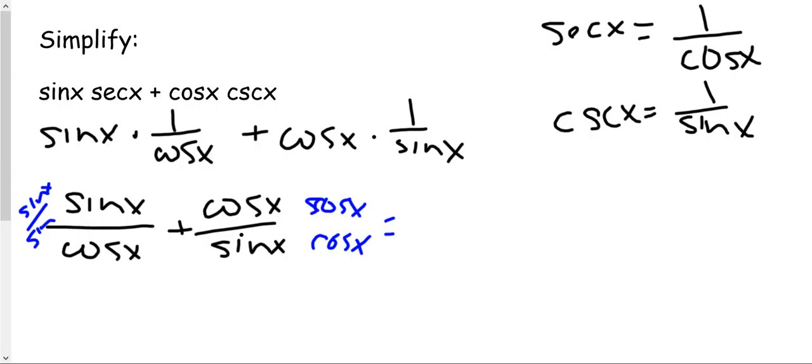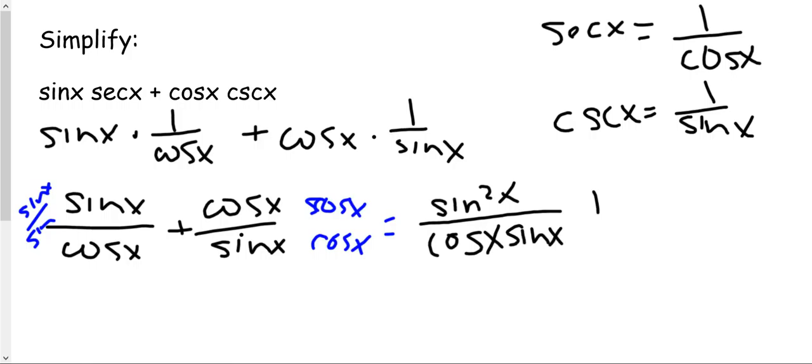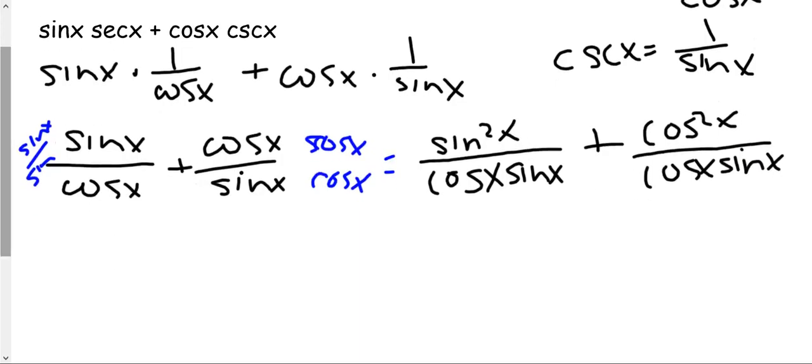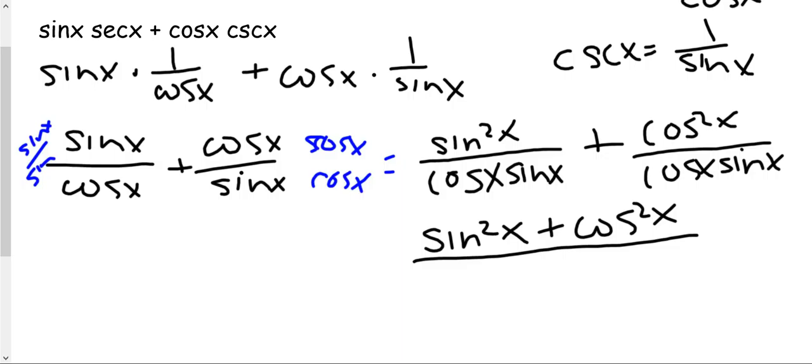So what I get now when I go through and do this multiplication is sine squared x over cosine x sine x plus cosine squared x over cosine x sine x. Now that I have a common denominator between these two fractions, I can go ahead and combine my like terms to get sine squared x plus cosine squared x, all divided by my common denominator of cosine x sine x.